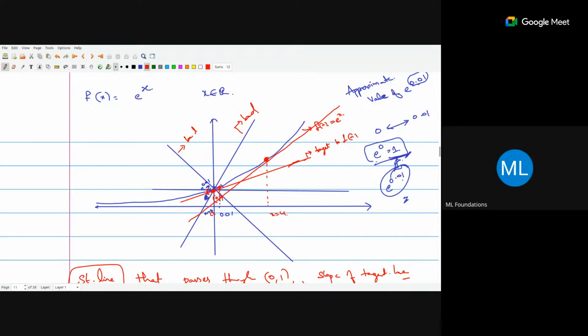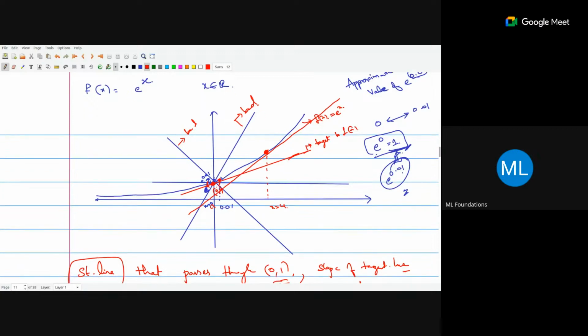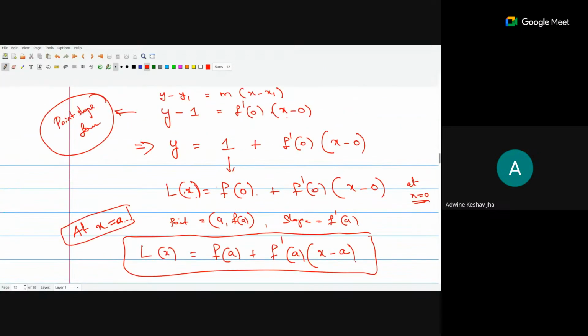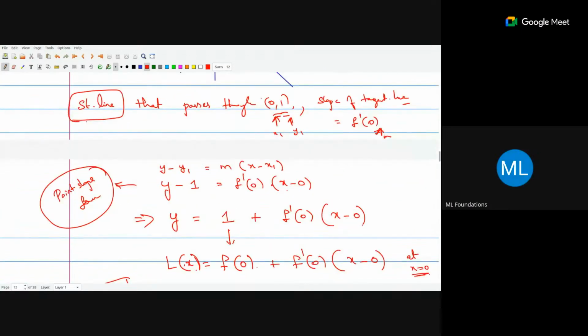So that is about linear approximation, and please do not learn anything by heart. This is my request. If you learn things by heart, you will definitely forget it one day. Sir, how does this f of 0 come in place of 1? In place of 1, because f of 0 is 1, right?